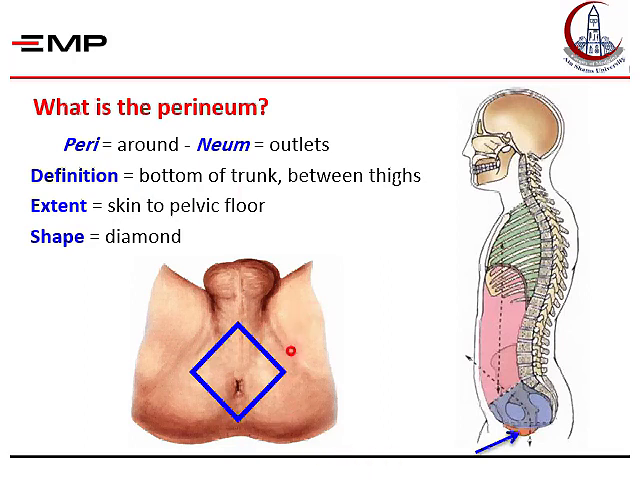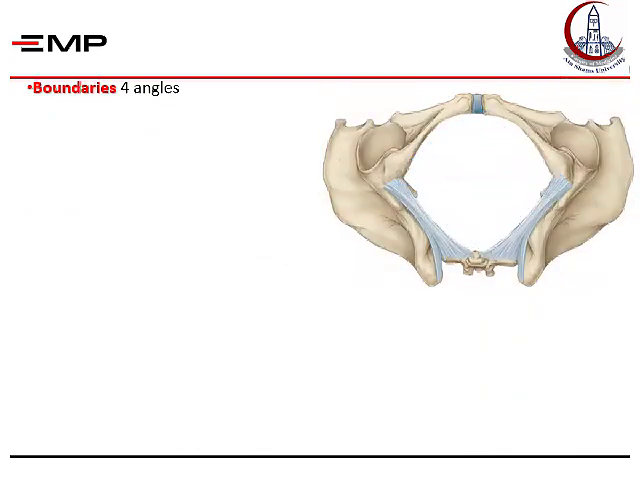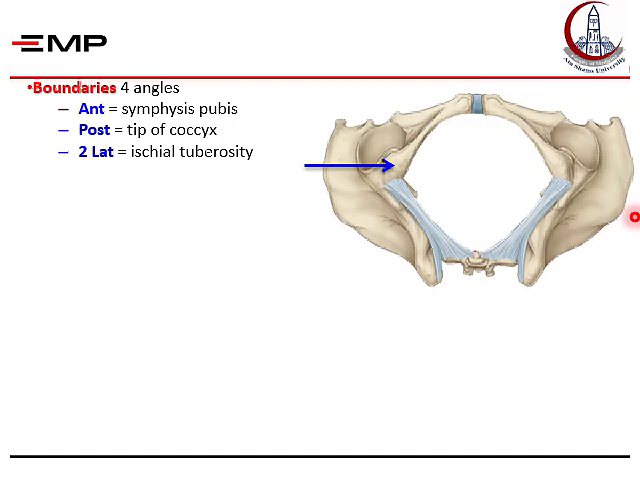It extends from the skin below till the pelvic floor above. Its shape is diamond. What are the boundaries of this diamond? Anteriorly, we have the symphysis pubis. Posteriorly, we have the tip of coccyx. On each side, we have the ischial tuberosity.